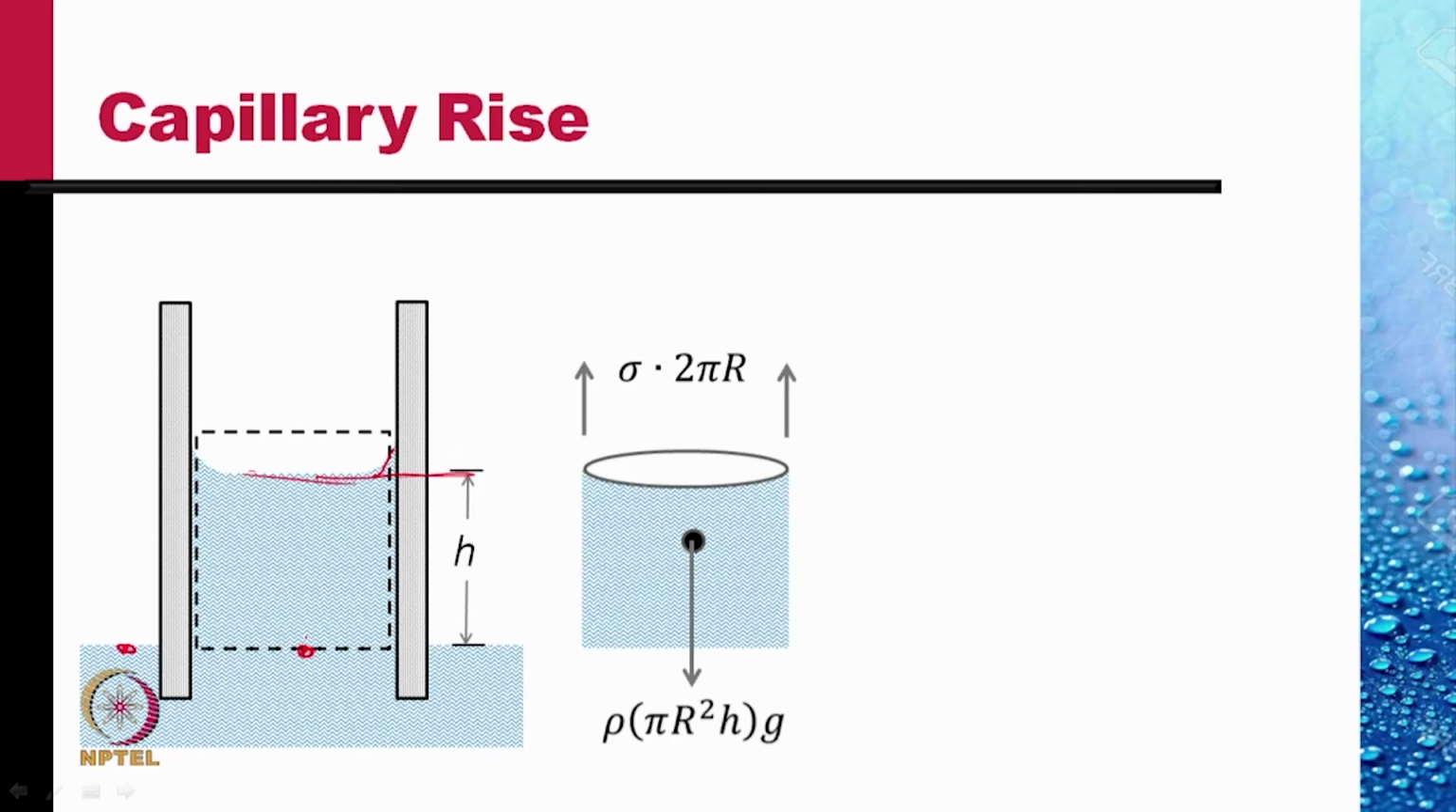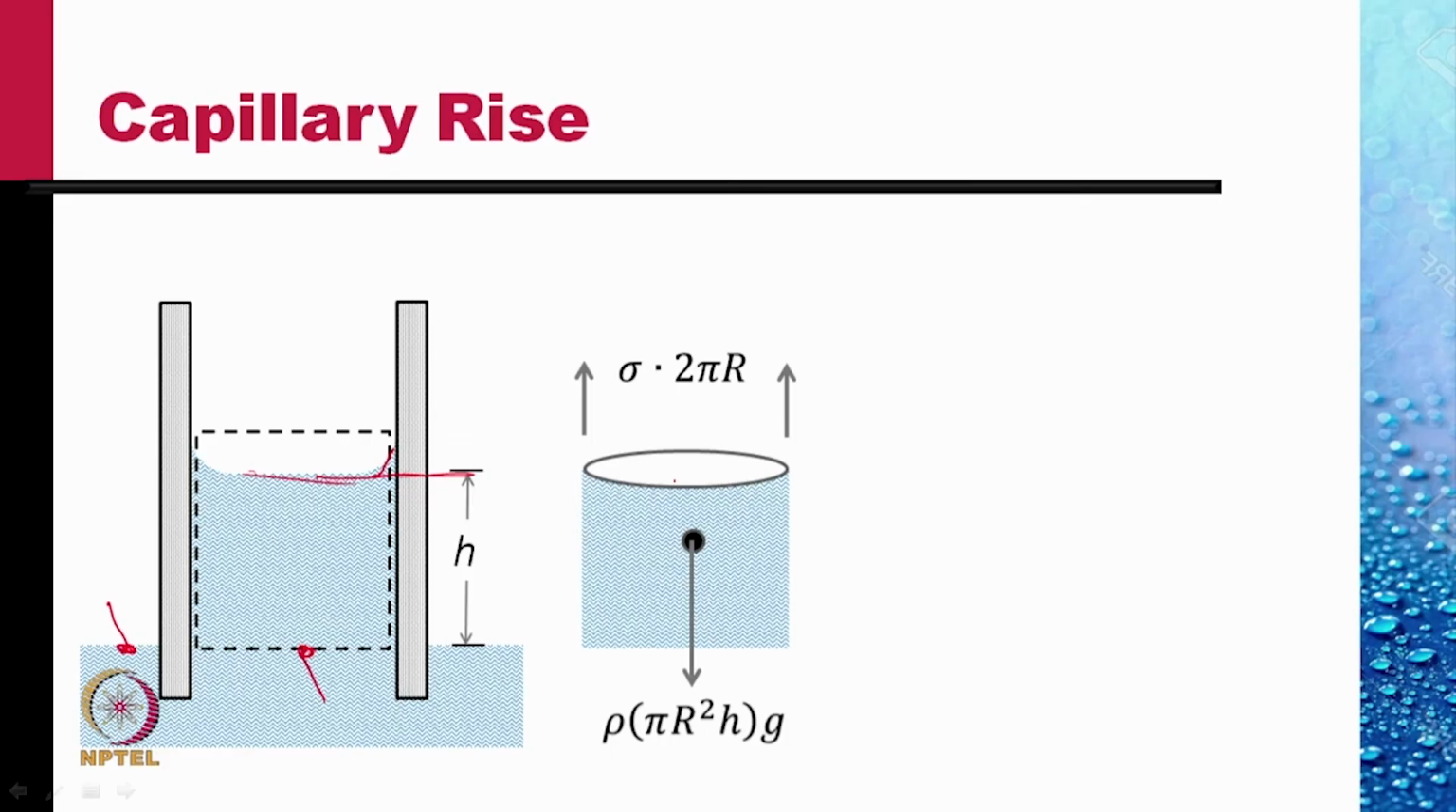And the pressure here is atmospheric. So in this, the pressure on the top is atmospheric, the pressure on the bottom is atmospheric, and the other force, not shown, is the weight of this column of liquid, which would be the density times the volume of the liquid, which is pi r squared, the cross section, times the height h, times g. And this is balanced by the surface tension force, sigma into 2 pi r.